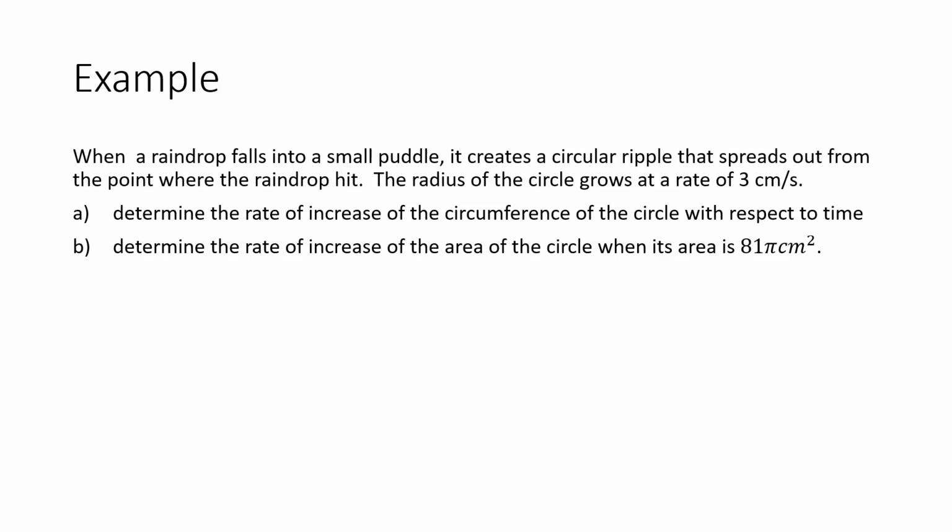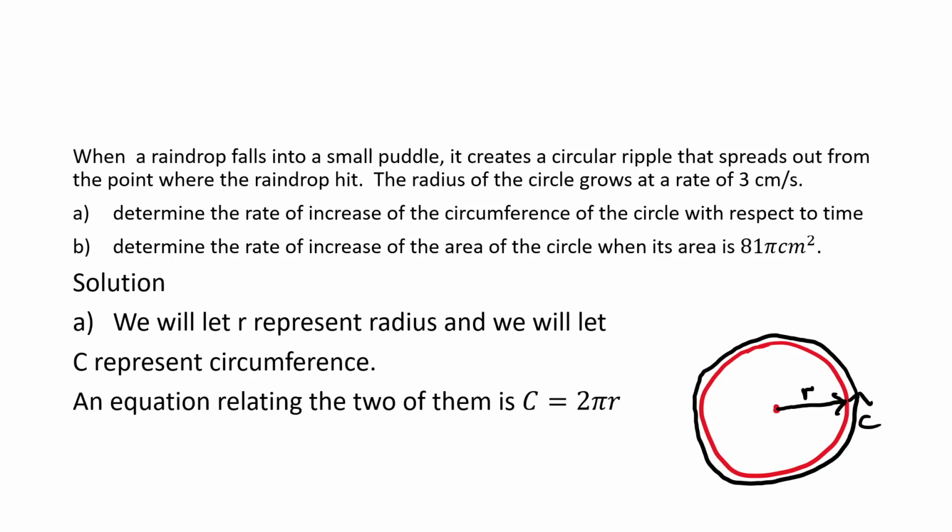So imagine we have a raindrop falling into a small puddle, creating a circular ripple, spreading out from the point where the raindrop hit, and the radius of the circle grows 3 centimeters per second. We want to determine the rate of increase of the circumference of the circle with respect to time, and then we want to determine the rate of increase of the area of the circle when the area is 81 pi centimeters squared. Well, let's solve part A.